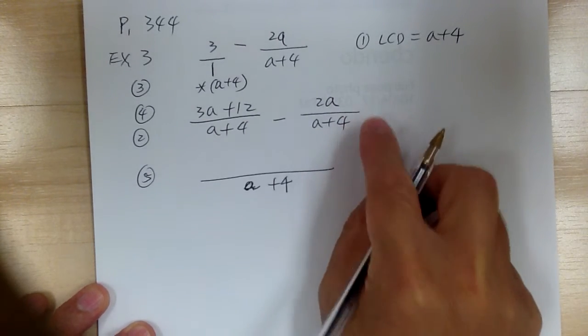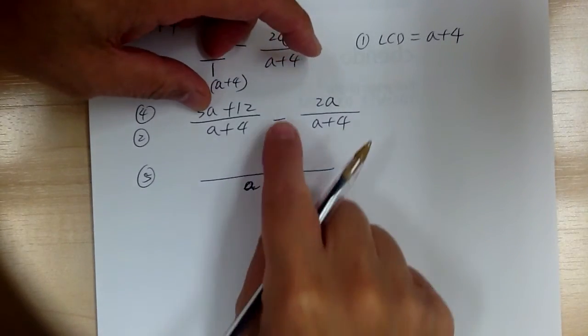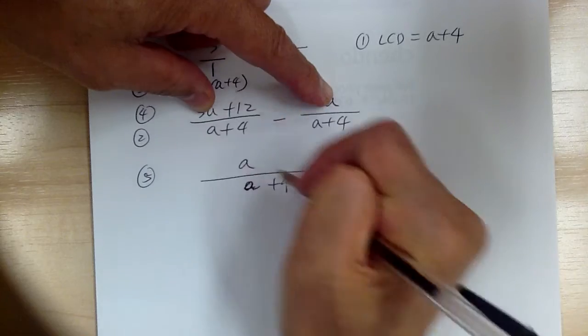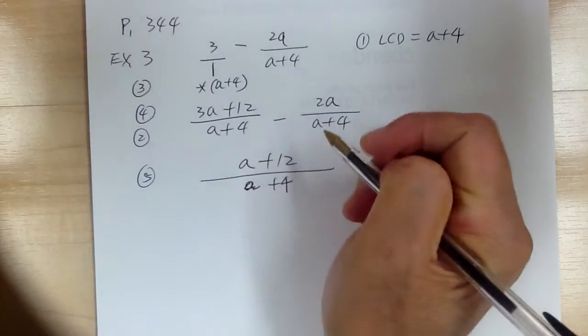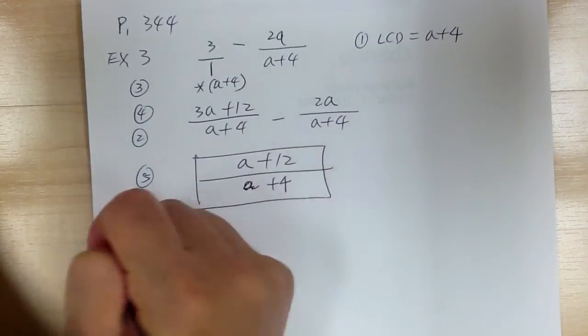So you can go and add this together now. This one has only one term, so it's fairly easy. You got 3a minus 2a, you get a left over, plus 12. And check for factoring, cannot, so that's it. Okay.